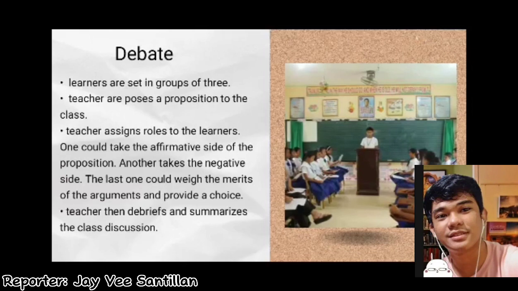One could take the affirmative side of the proposition. Another takes the negative side. The last one could weigh the merits of the arguments and provide a choice. The teacher then debriefs and summarizes the class's decision.